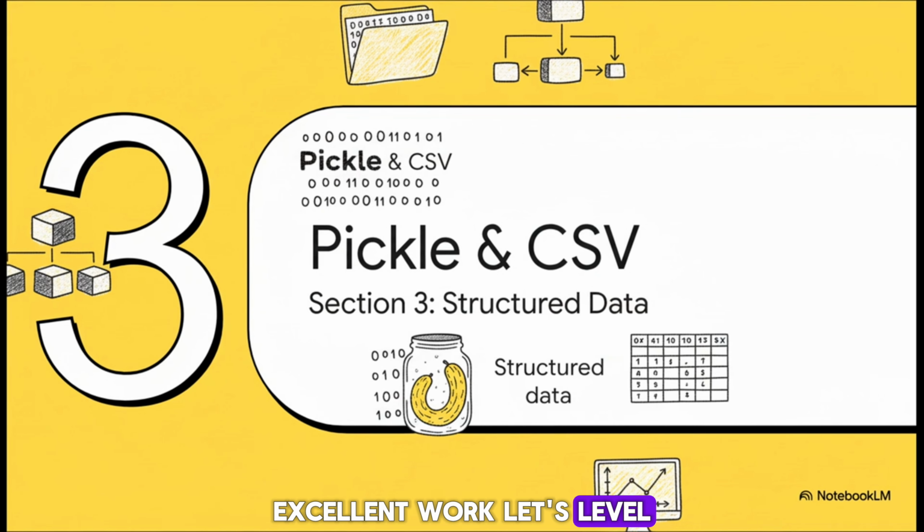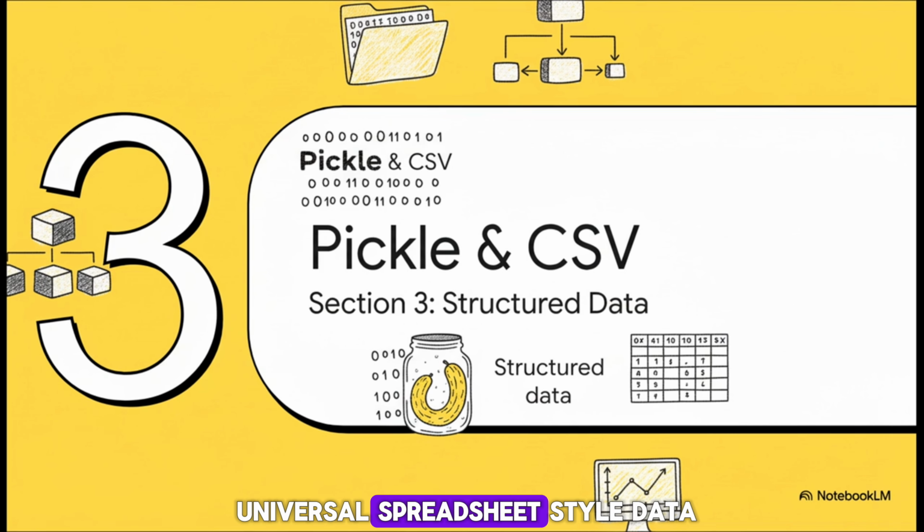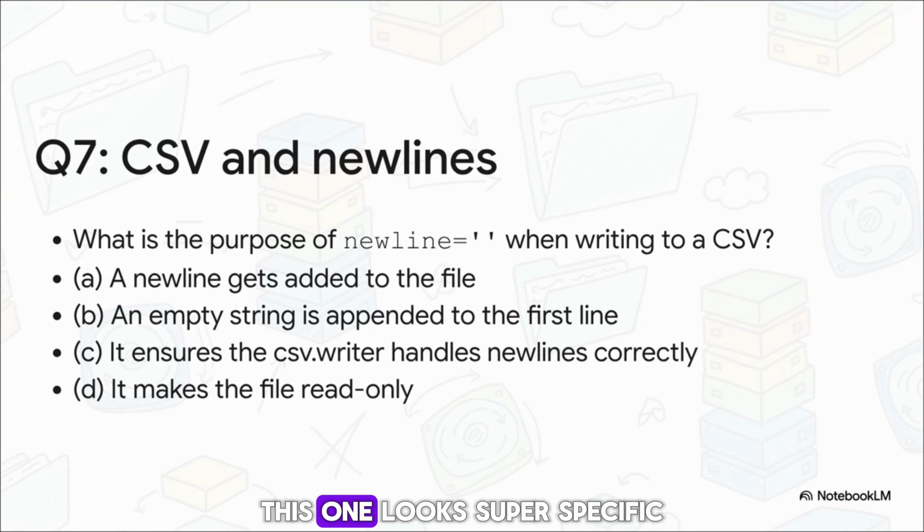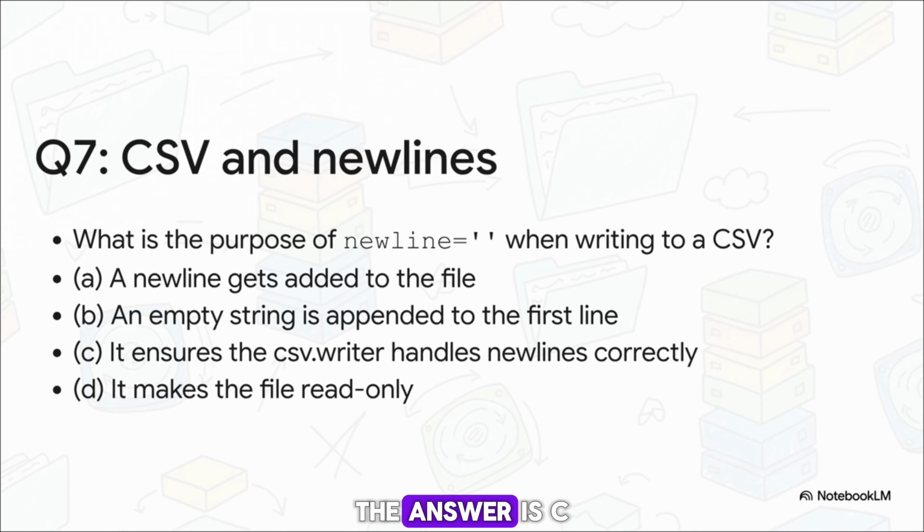Excellent work. Let's level up now from simple text to structured data. In this section, we're going to tackle two super important modules, Pickle for Python-specific binary files, and CSV for that universal spreadsheet-style data. This one looks super specific, but it's really important. When you're writing a CSV file, why on earth do you add newline equals quote-quote? The answer is C.